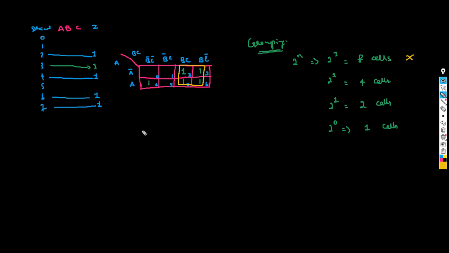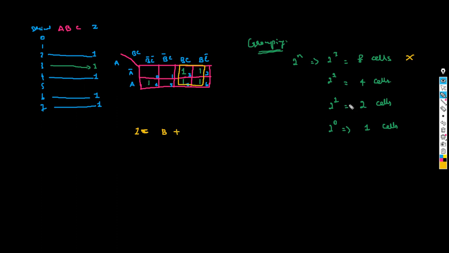Now what is going to be the outcome of this 4 grouping? So B. Remember, A and A bar is gone. Now C and C bar is also gone. So here the outcome of this is just simple B.